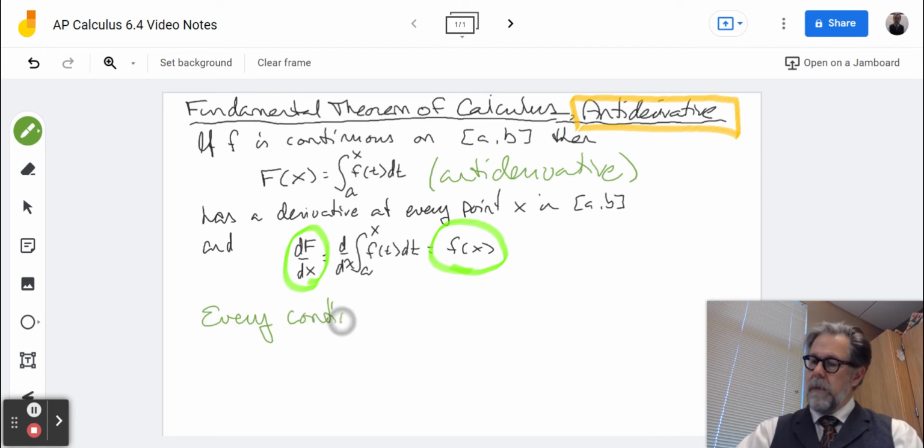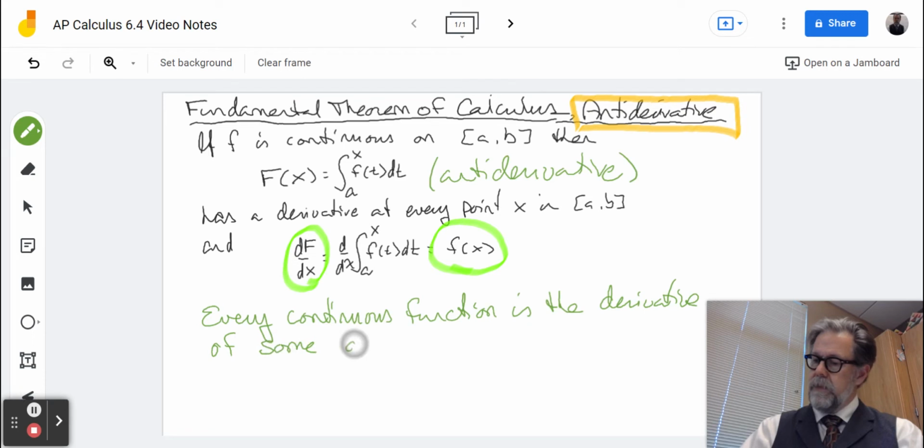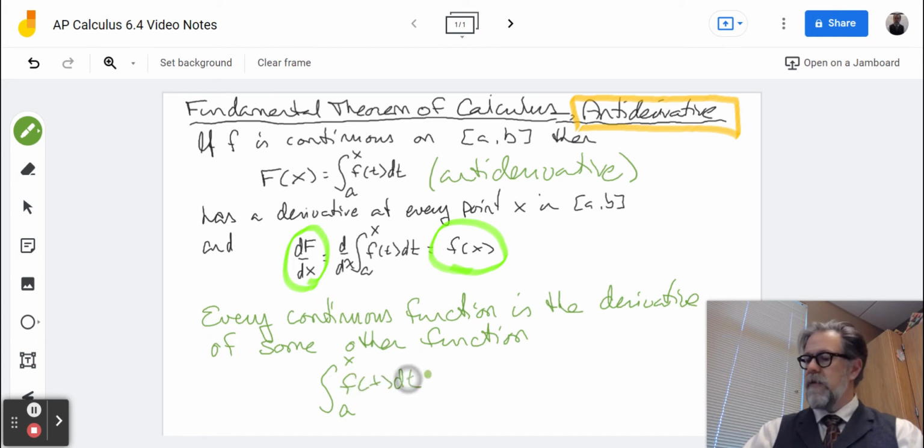that every continuous function is the derivative of some other function. And the other function is defined as the integral from a to x of f of t dt. Every continuous function is the derivative of some other function, that other function being what we call the antiderivative.